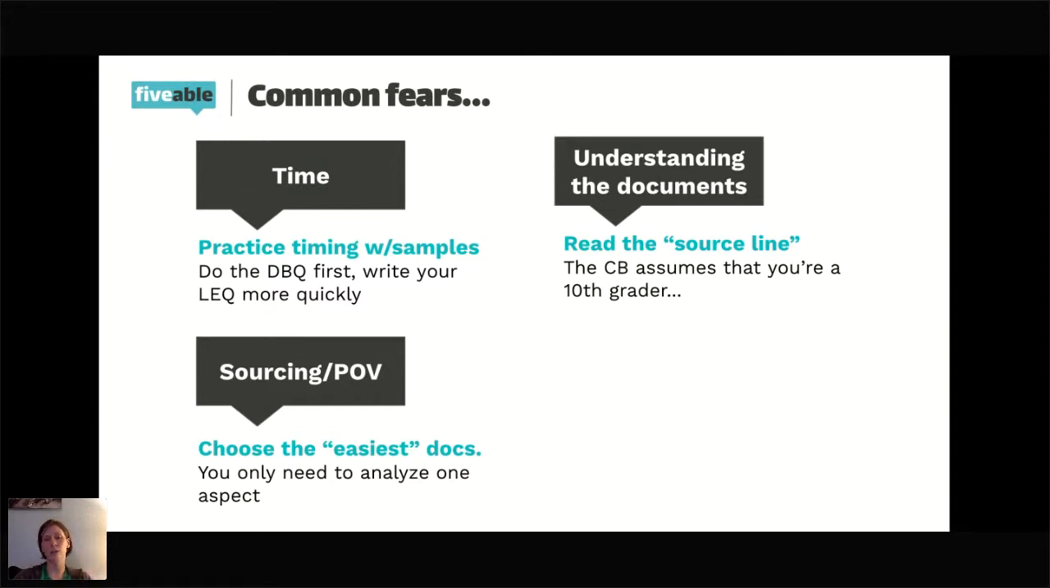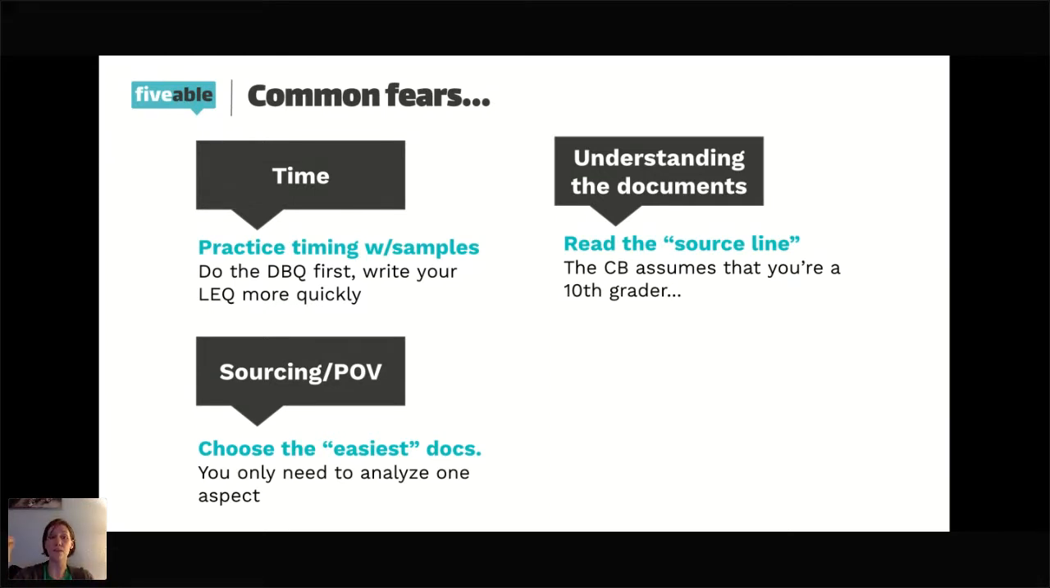And I always tell my students, pick the 3 easiest, the 3 with the most obvious point of view or the most obvious purpose. If there's one that seems too neutral, like Josiah was concerned about, don't do that one for sourcing. Pick a different one. That'll be fine. And you only need to analyze one aspect of sourcing. You don't have to do point of view and purpose and audience. You need to use the evidence from the document, but you don't have to do the sourcing analysis for each. Those are different skills that are being measured.